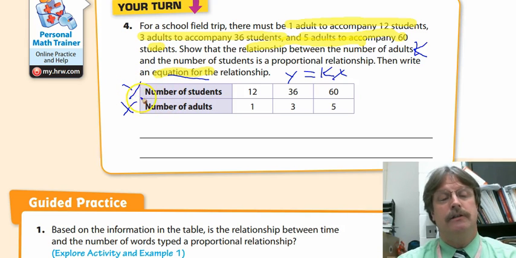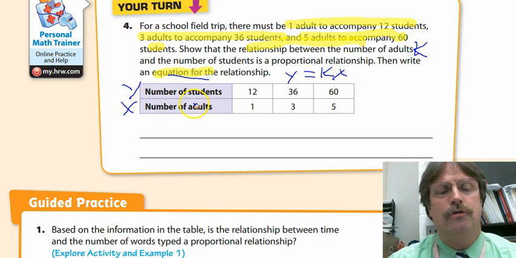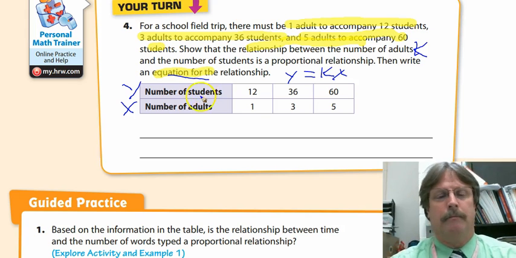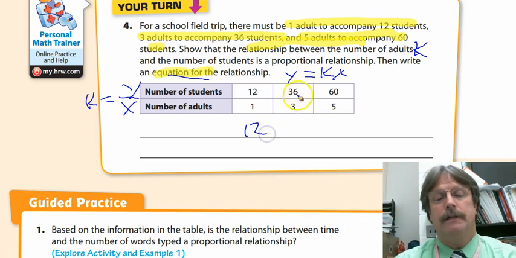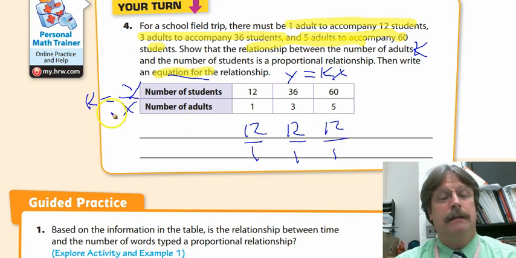So, notice it changed here from before, okay? Always, who controls who? Independent variable controls the dependent variable, okay? So now it's already in our format, so K equals Y over X. So then we just do this. 12 over 1 is 12. 36 divided by 3 is 12, and 60 over 5 is 12. Is K constant? Yes, it is.